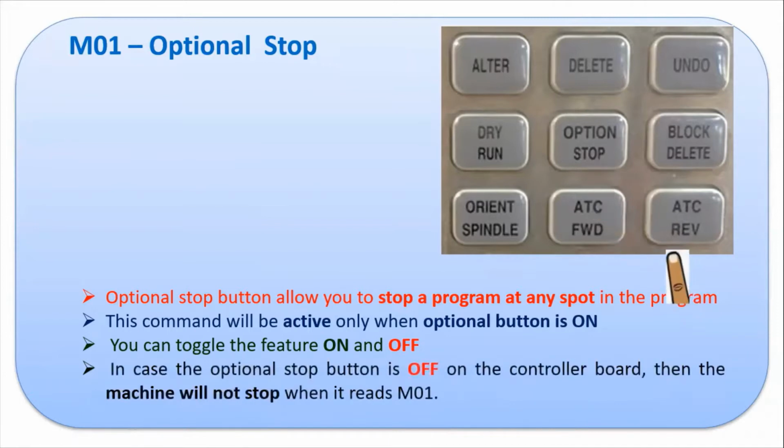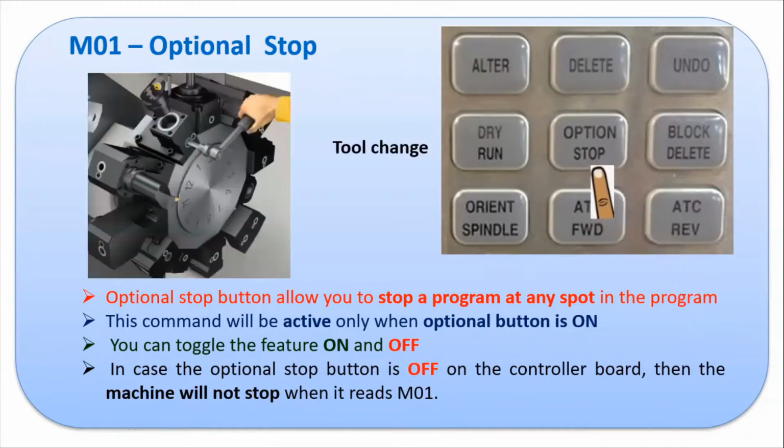In case the optional stop button is off on the controller board, then the machine will not stop even if you are giving the command of M01. So that is very important. Even if you want to change the tool, at that time also you can stop if anything happens there, if the tool gets blunt, so you can change the tool just by using the optional stop command. But the important thing is that this command will be active only when it is in the on position. Okay.